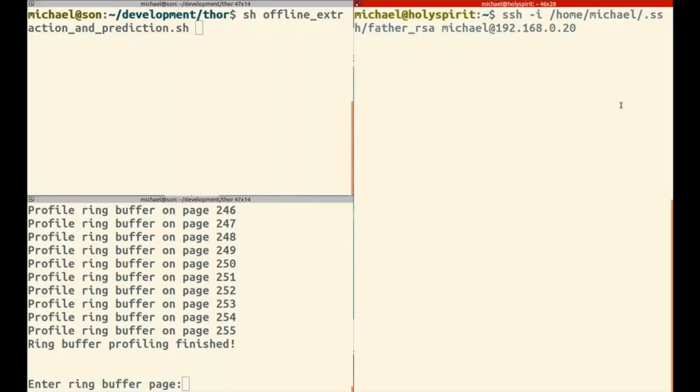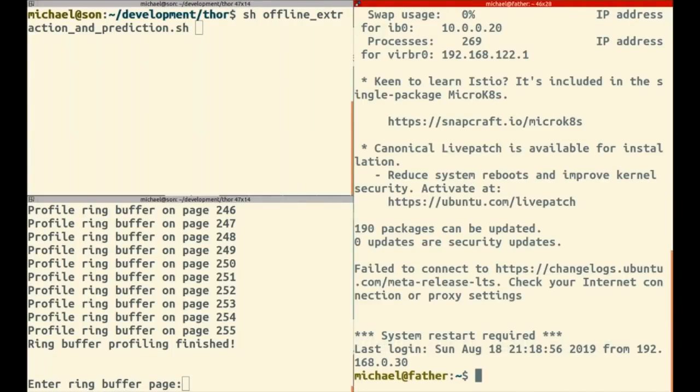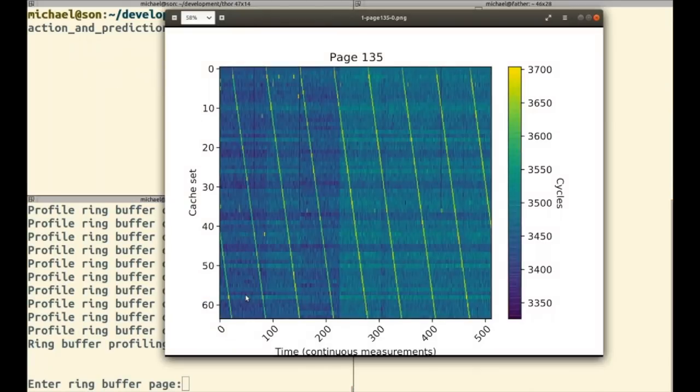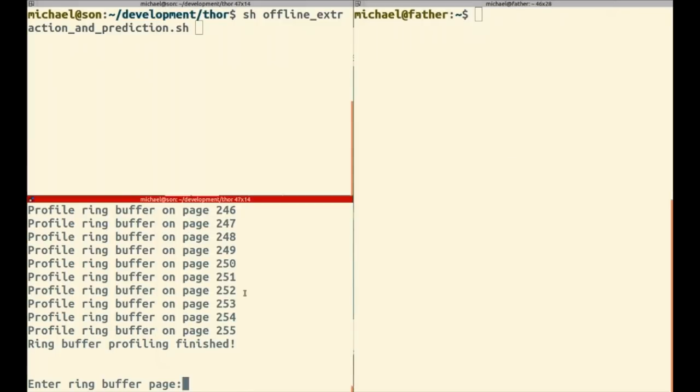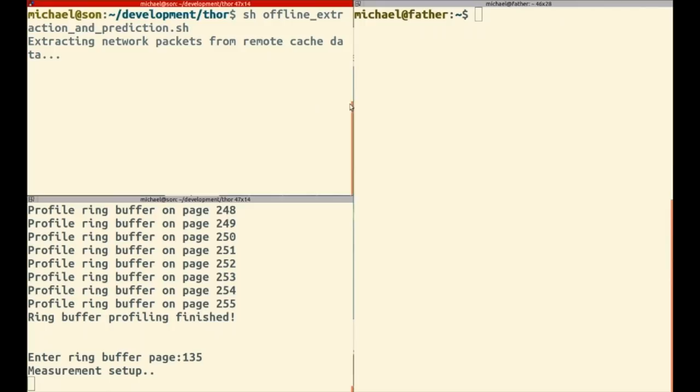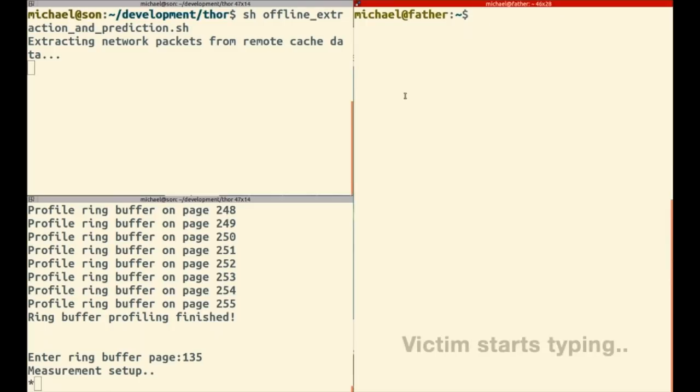And then on the left-hand side, you see the attacker. Mainly on the bottom, you see this online tracker. And on top, you see the extractor and hopefully the predicted words. So now the victim starts this SSH session to the server called father. And the attacker, which is on the machine son, now launches this attack. So you saw we profiled the ring buffer location. And now the victim starts to type.